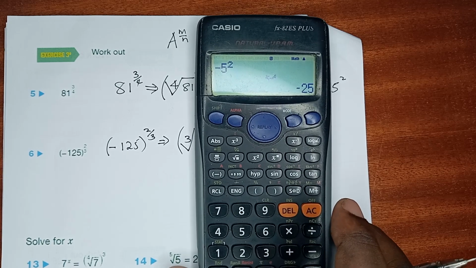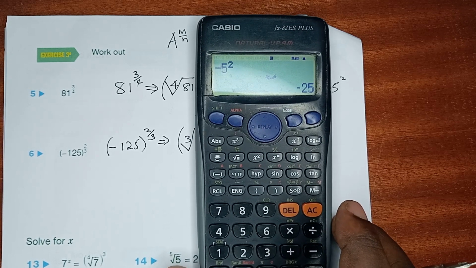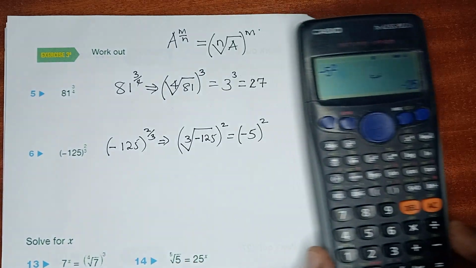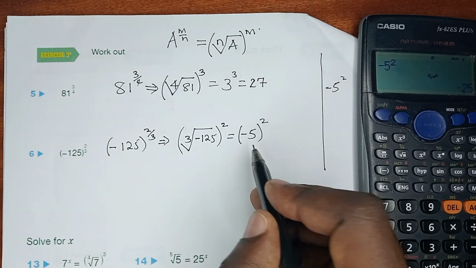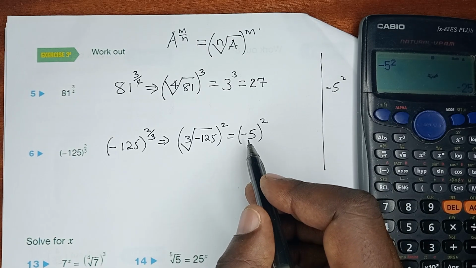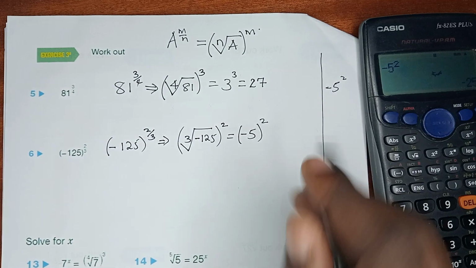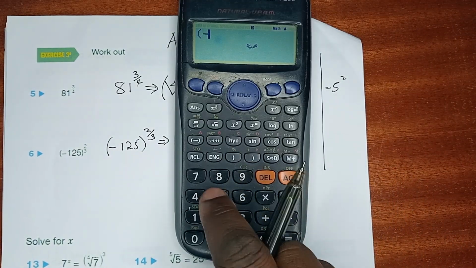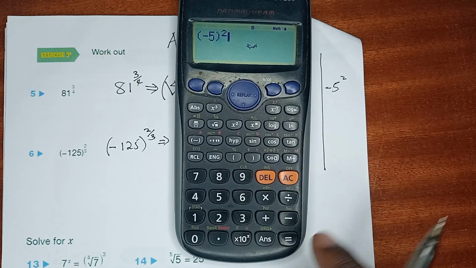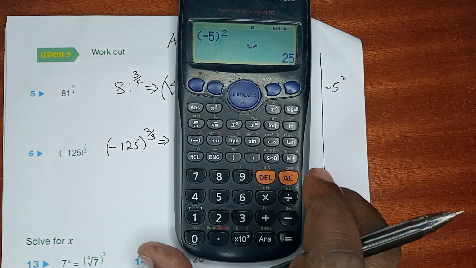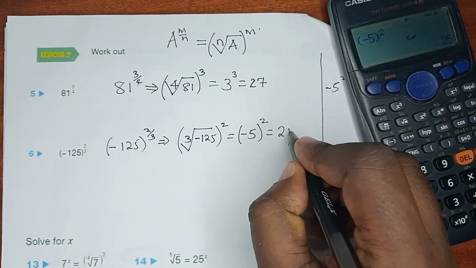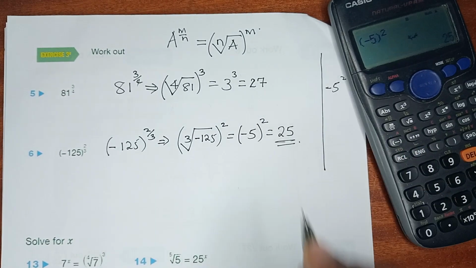Please note that if you are squaring a negative number, or even cubing a negative number, or raising a negative number by any power, remember to put the bracket, because even the negative itself is being squared. And therefore, let's have the bracket of negative 5, close bracket, and then square everything, you will get positive 25. So the answer here is positive 25. And that is it.